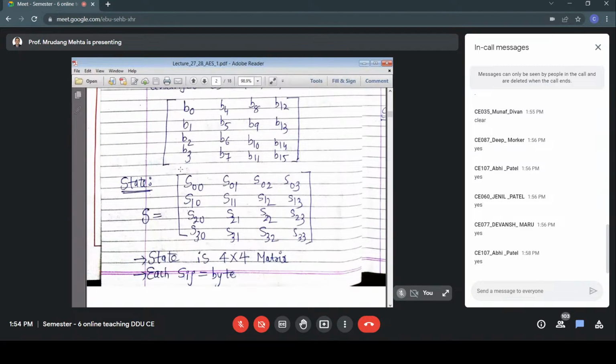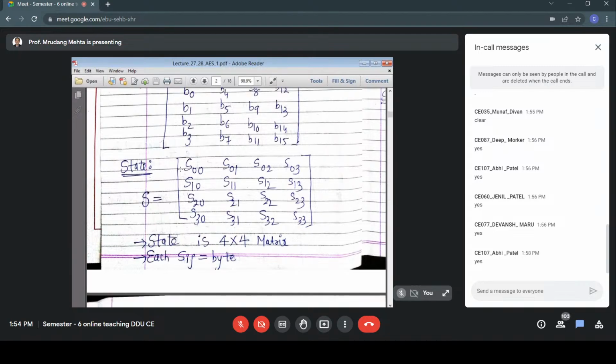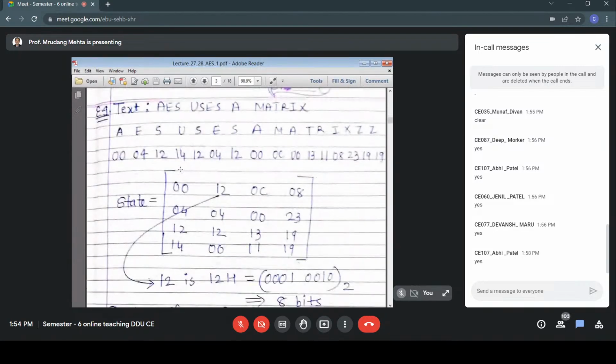Clear? Okay. So now let us see our plain text. AES uses a matrix. What we are doing is that we have to create a block of 128 bits. 1, 2, 3, 4, 5, 6, 7, 8, 9, 10, 11, 12, 13, 14. There are 14 characters. Remember, each character is 1 byte. So 14 bytes of data is there.